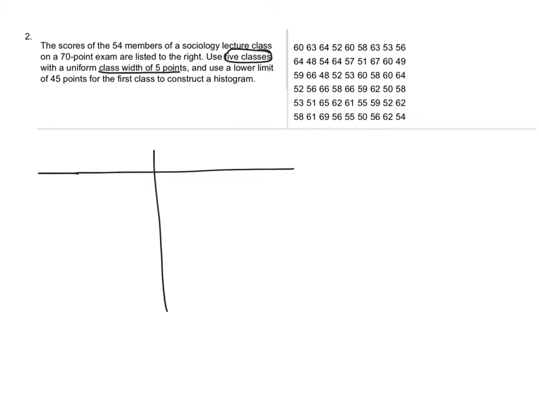So my first column is the class limits. And then my second column will be the frequency. And that will just be the number of times that a value appears within that limit in my data set.